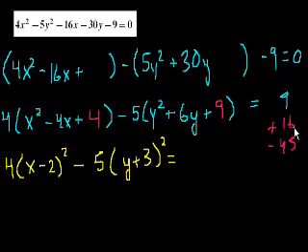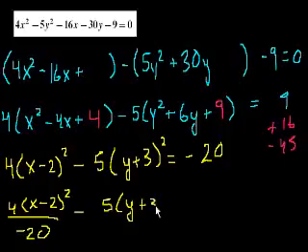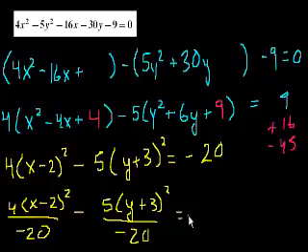Let's see, have I made a mistake someplace? 25 minus 45. No, that's right. 25 minus 45 is minus 20. Right? And now we can divide both sides by minus 20, if I did this correctly. All right, we'll divide both sides by minus 20. And so you get x minus 2 squared. And what's 4 divided by minus 20? It's minus 1/5. Well, let me just do that. So 4 over minus 20, minus 5 times y plus 3 squared over minus 20 is equal to 1.